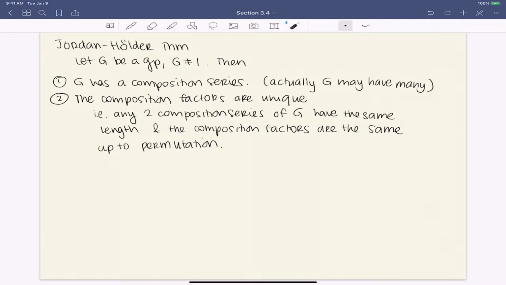So this is a lot like factorization into primes. Everything can be factored into primes, and that factorization is unique once you reorder the primes. So this is the same thing here. Every G has a composition series, and the factors are unique.